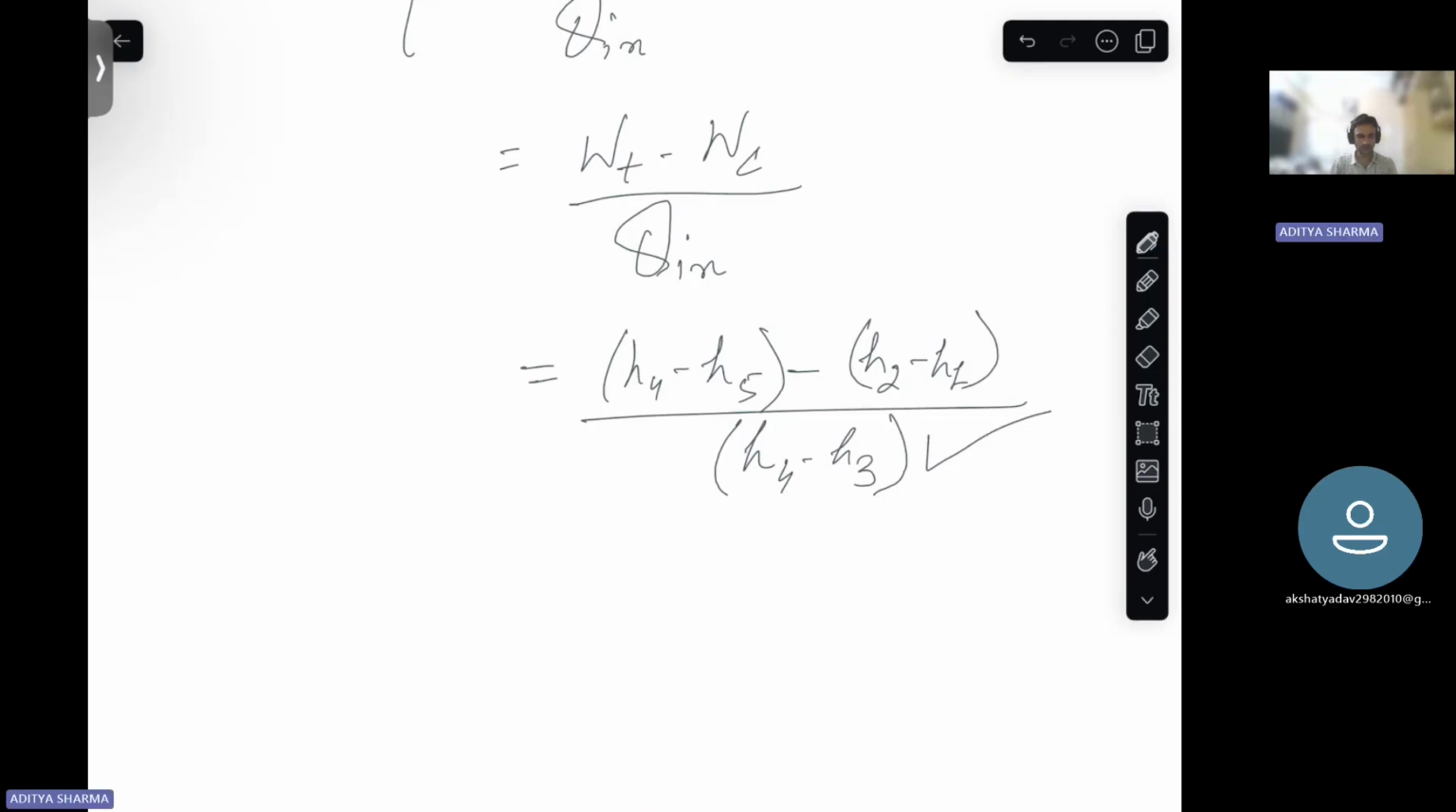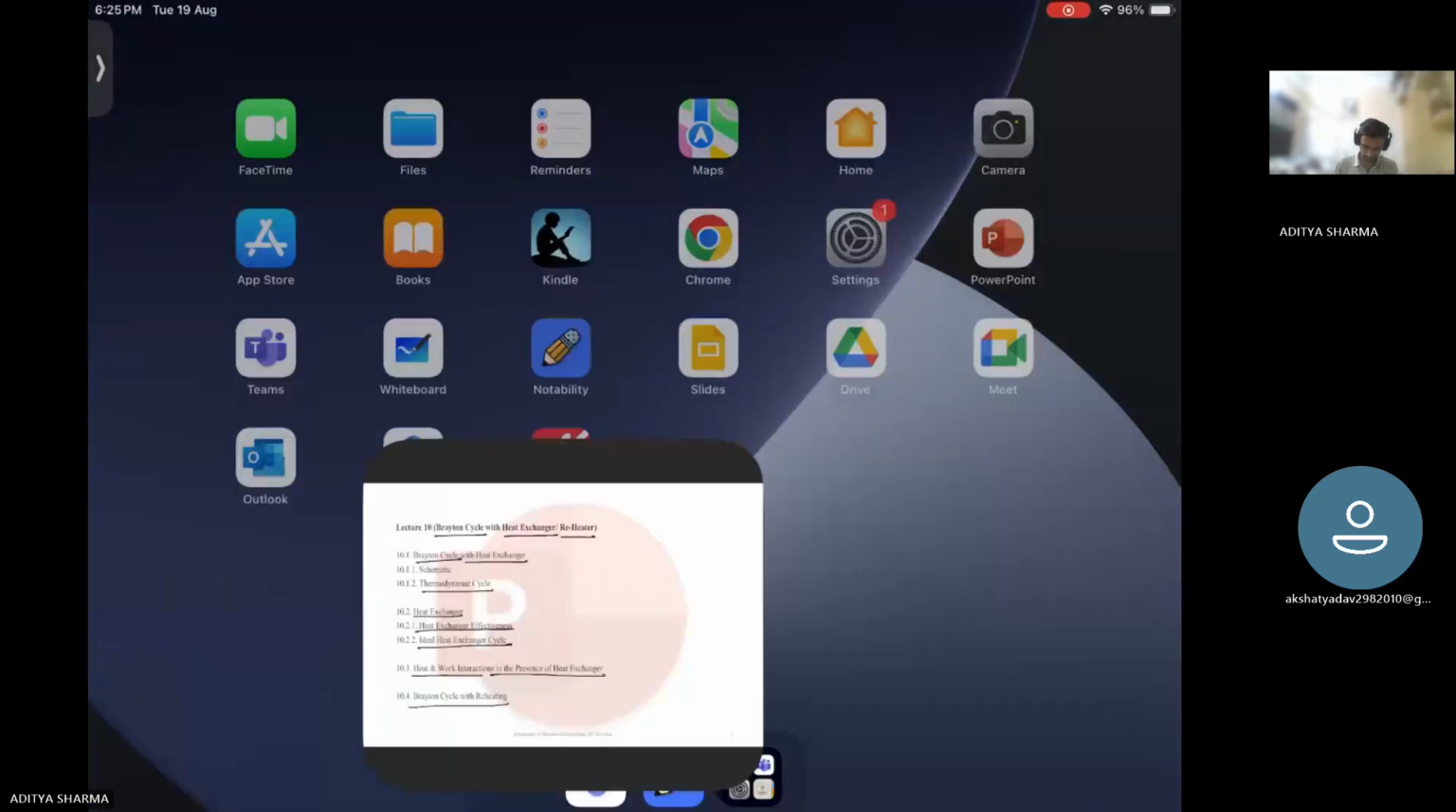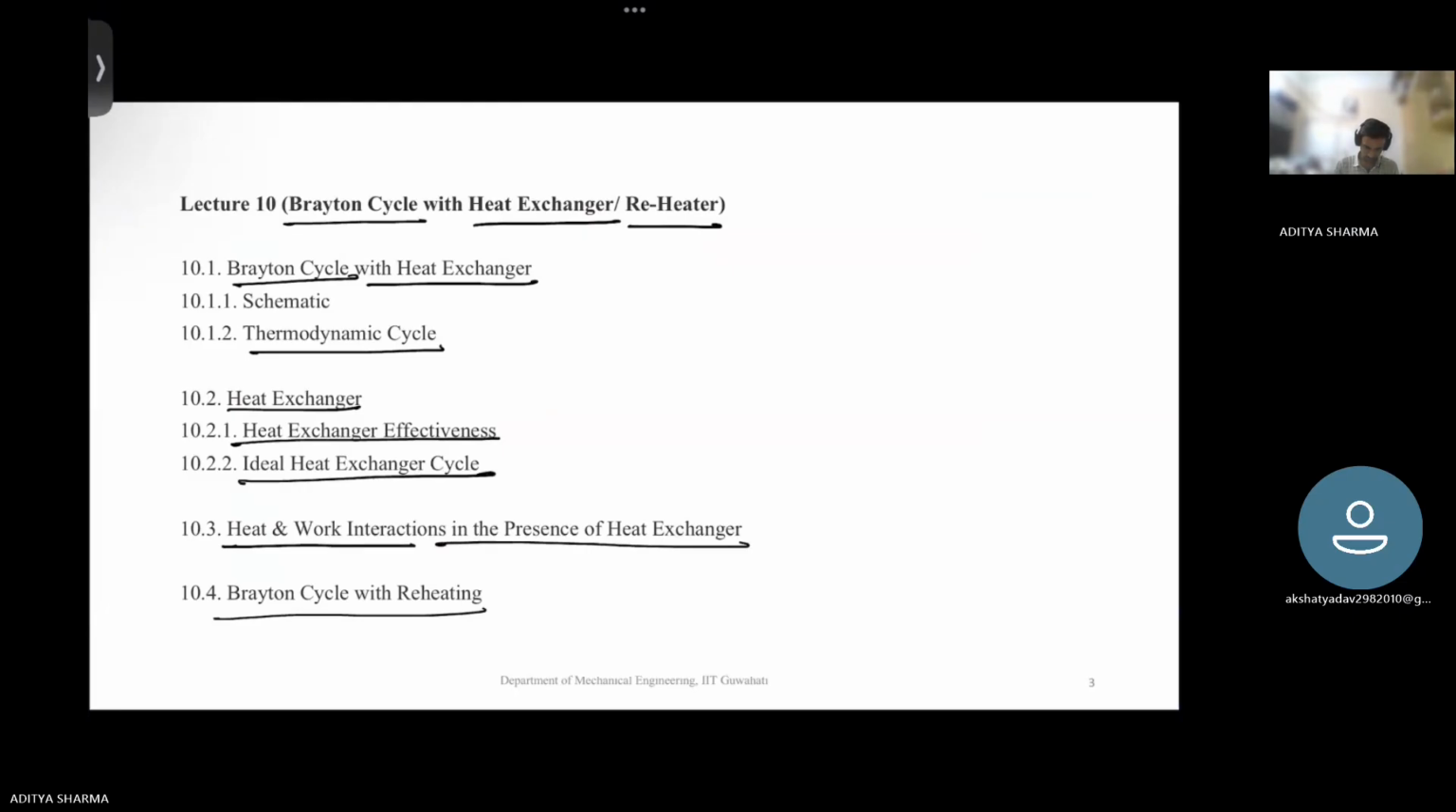All right. So this is about your heat exchanger. Up to this point I discussed. Then is your Brayton cycle with reheating. So let's first draw the T-S diagram.